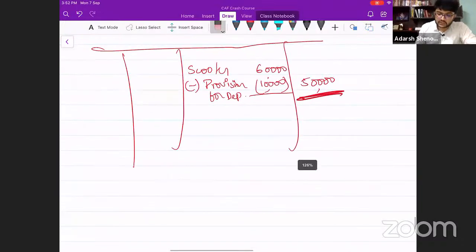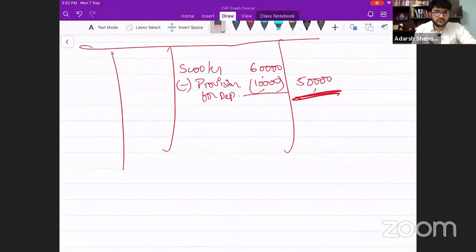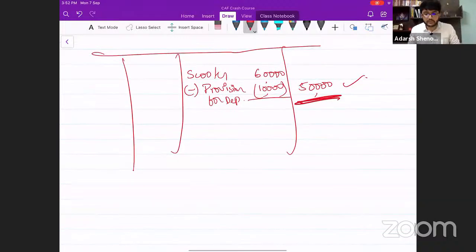But here it's not like that. Here you are going to show a provision. But the book value of the asset is not going to change. Nothing is going to change. It's going to be 50,000 rupees only under this method also. Just that you have one additional account, one additional ledger account is there.